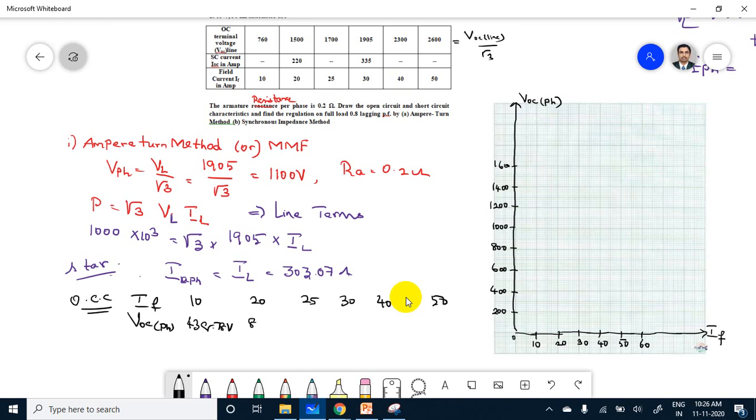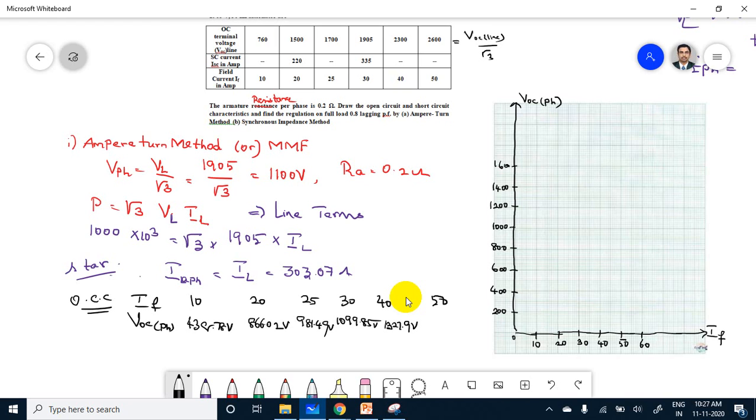it is 866.02, and 1700 divided by root 3 is 981.49. 1905 divided by root 3 is 1099.85. 2300 divided by root 3 is 1327.9 volt. Everything we have to represent in volt.